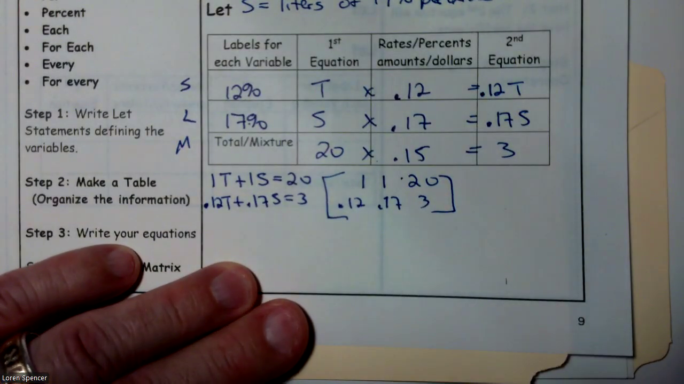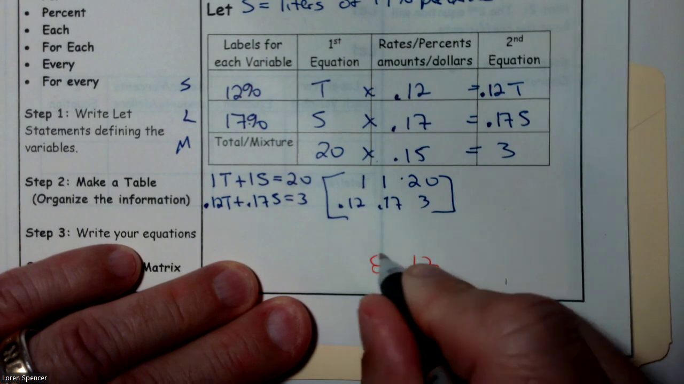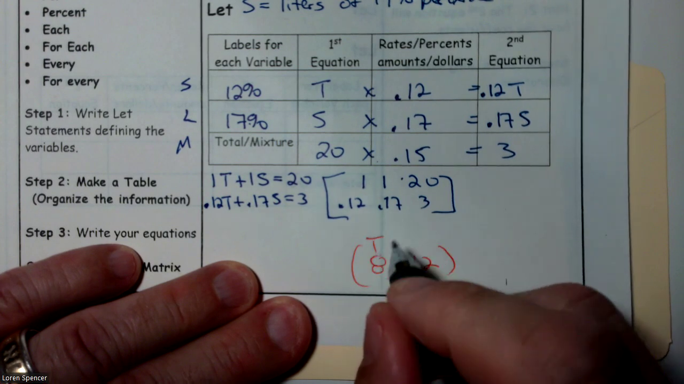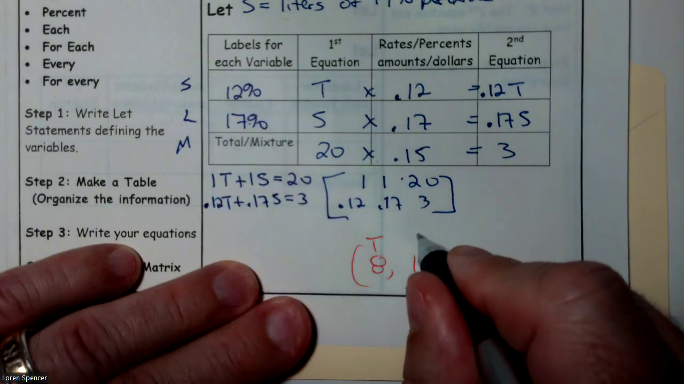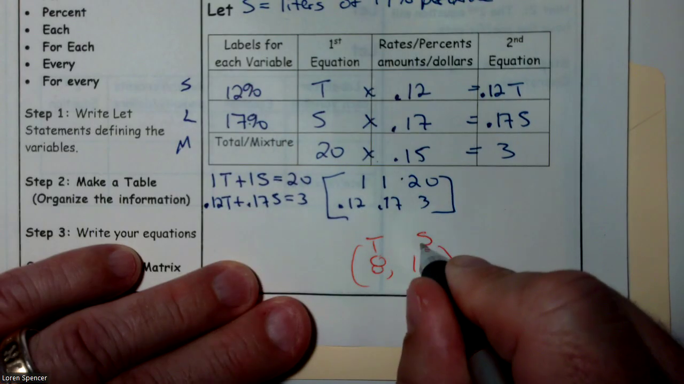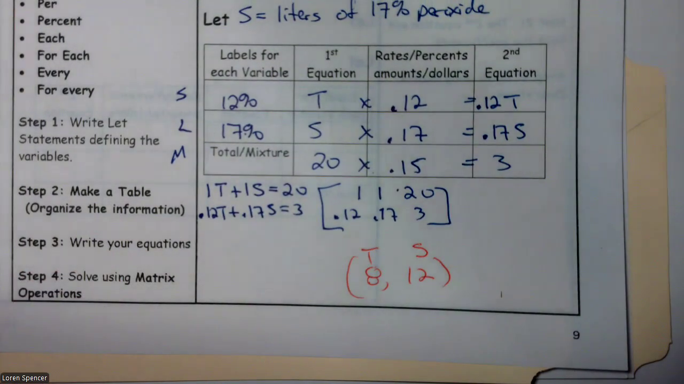So our answer is 8 and 12. We need 8 liters of the 12% and we need 12 liters of the 17%. Okay, make sure you always label your answers and write them as an ordered pair just like that. Okay, flipping on to the back.